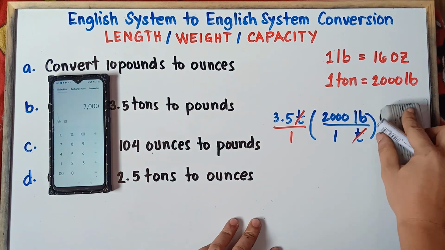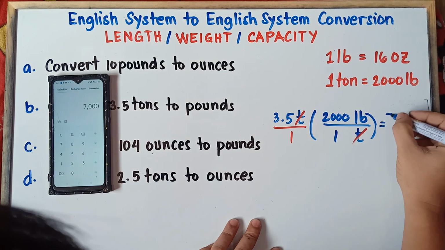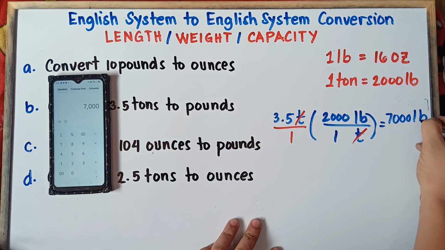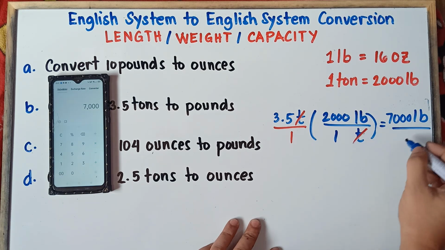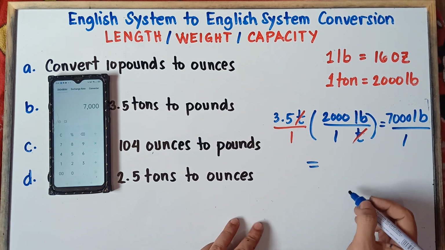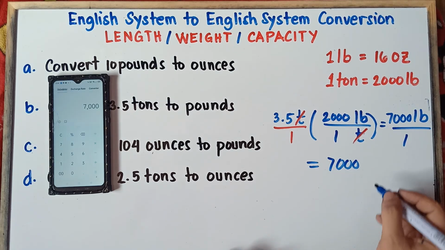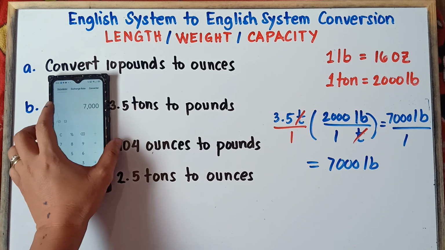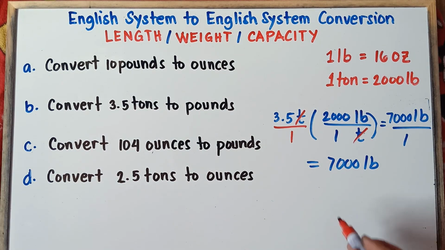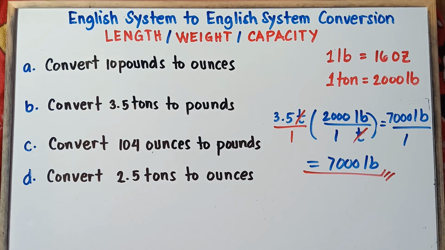Let me just write it again. Equals 7,000 pounds. Alright, and then 1 times 1, that is 1. So 7,000 divided by 1, the answer is 7,000. Do not forget the units, pounds. That's it, class. That's the answer for letter B. Easy, right, for letter B?